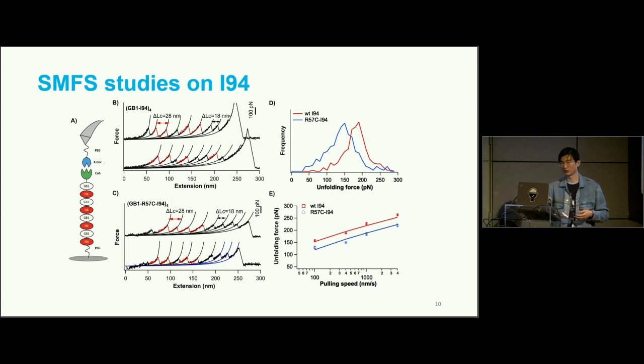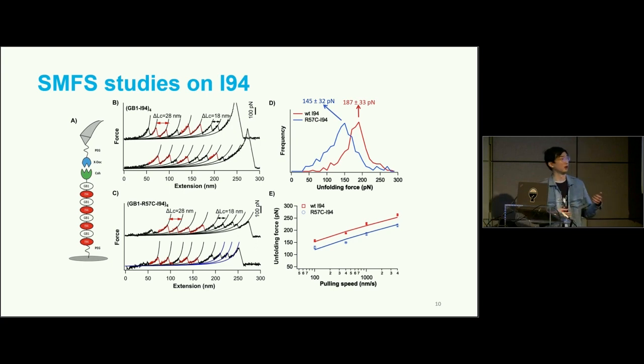In total, we have 8 domains, which means we're going to get 8 peaks in the force extension curves. As you can see, there are 4 peaks of 18 nanometers, and the rest of the peaks must be our target protein, which is the I94. Then we collect the I94 unfolding force and also that of the mutant protein. And finally, we made a histogram and got the average force.